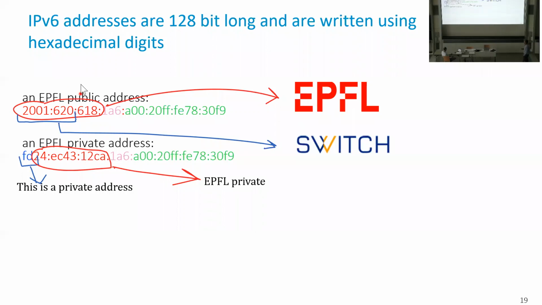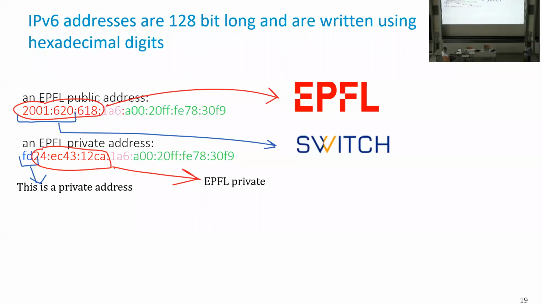Why is that interesting? Well, imagine you are a backbone router of the internet. You see a packet that has destination address EPFL. If it's IPv6, you don't need a routing table entry for EPFL, because if you're in the backbone of the internet, you will first send the packet to SWITCH.